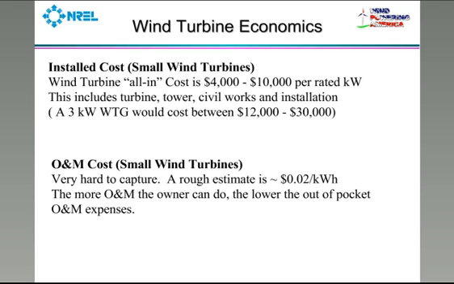Economics. What's the cost of installing it? You have an all-in cost. I've looked at a lot of these, anywhere between about $4,000 and $10,000 per rated kilowatt. This includes the turbine, the tower, the civil works, and the installation. So, for example, your total out-of-pocket costs for a 3 kilowatt turbine are going to be anywhere between $12,000 and $30,000, and a lot depends on the tower height and things of that nature. If you're really handy and you want to do some of the civil works yourself, you can save some money on this upfront cost.